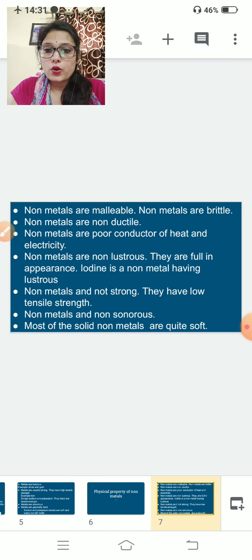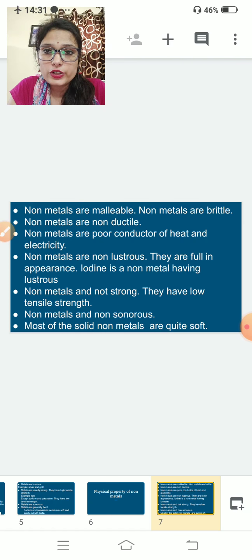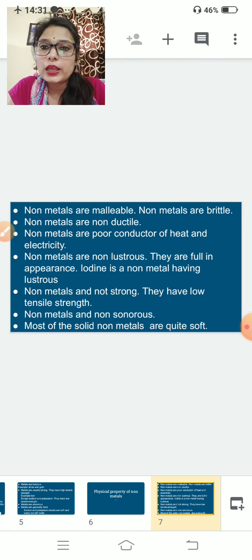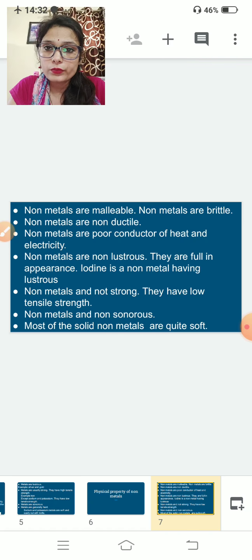Non-metals are not strong. They have low tensile strength. Non-metals are non-sonorous. If they fall down anywhere, they will not make a sound. They will not produce any type of sound. Most of the solid non-metals are quite soft. As compared to metals, they are quite soft. Clear?